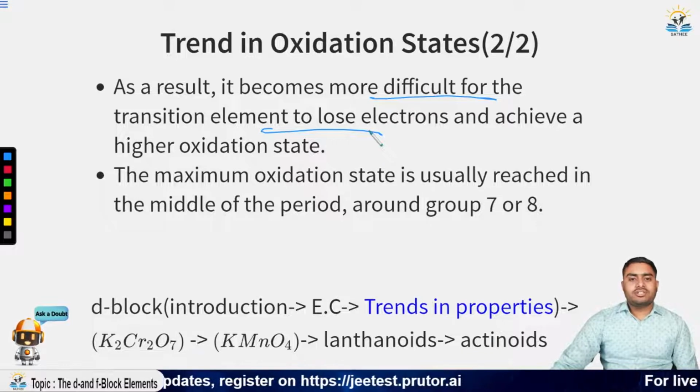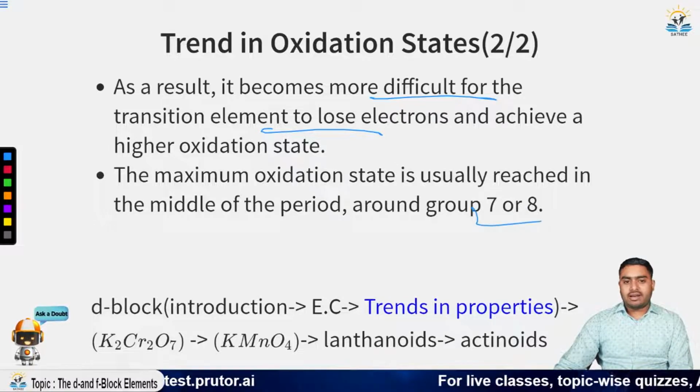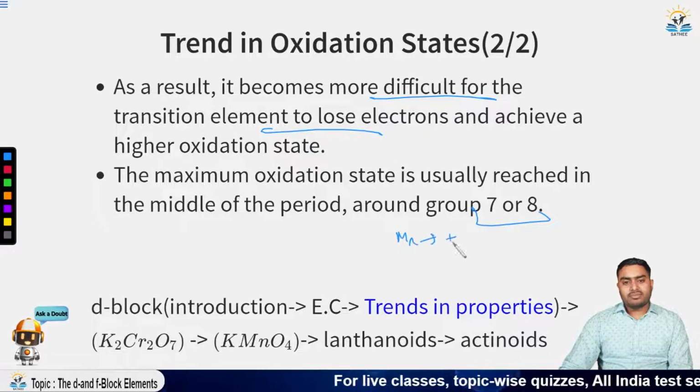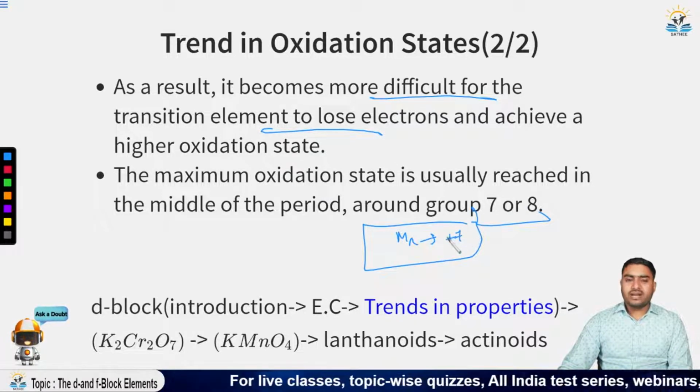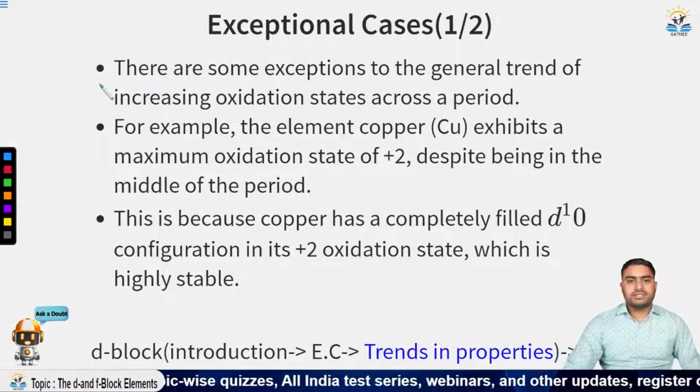The maximum oxidation state is usually reached in the middle of the period, around group 7 or 8. Like for manganese, you have seen the maximum oxidation state is +7, and it is element 25, in the middle of the 3d series.